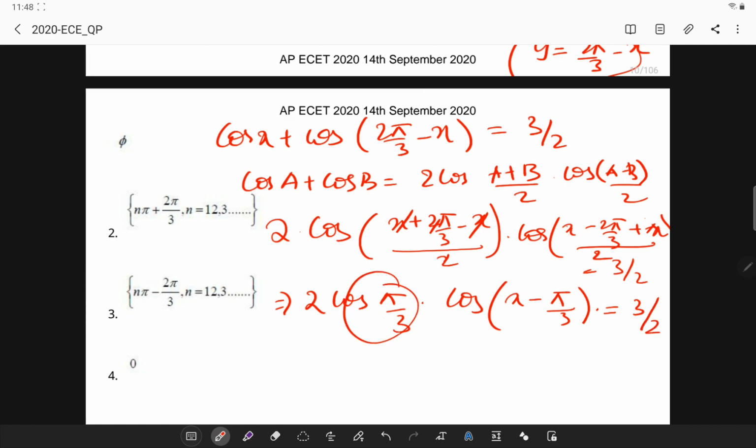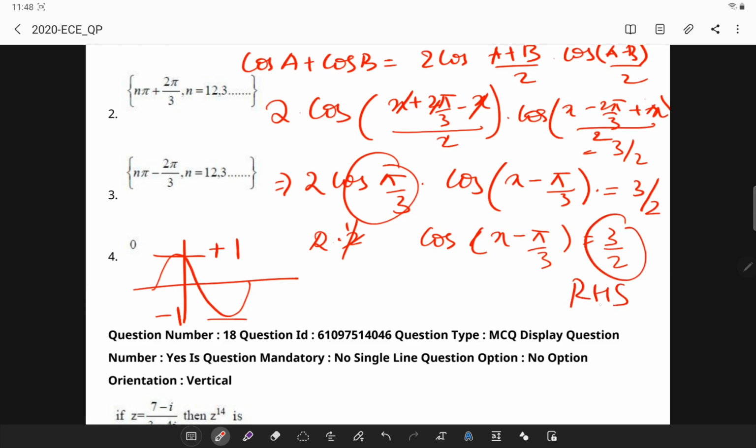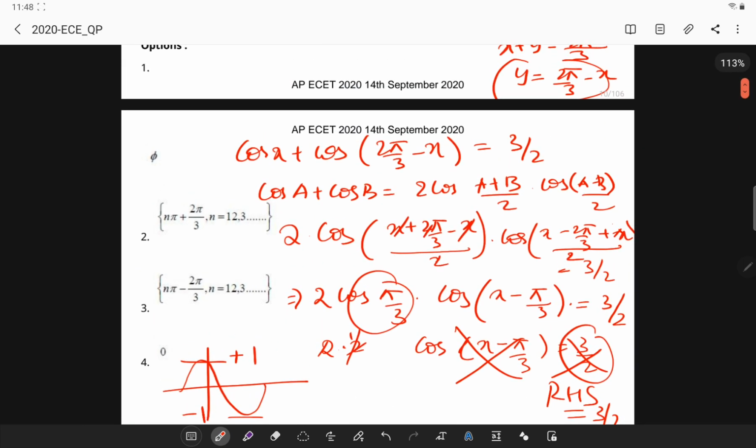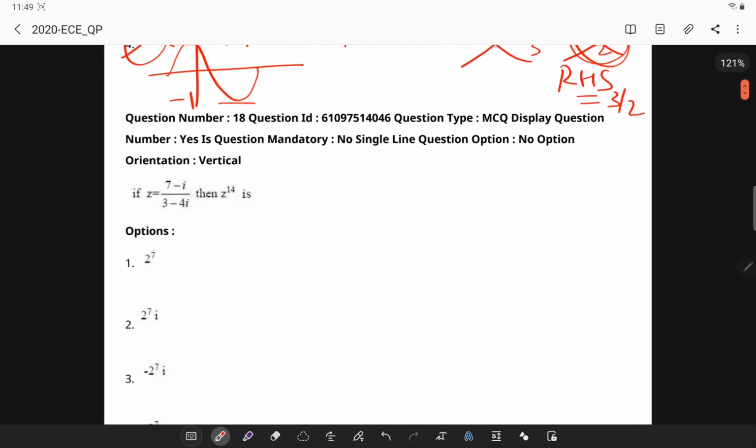So cos pi by 3 is cos 60, so I will be getting 2 into 1 by 2. So this 2 and this 2 get cancelled. I will be left with cos of (x minus pi by 3) is equal to 3 by 2. But if you remember, the value of sine or cosine always lies between plus 1 and minus 1. But the RHS has 3 by 2, which means this equation is not solvable. So if you see these options, this is eliminated, this is eliminated, it can be 5 or 0. But even 0 is ruled out because you are getting RHS as 3 by 2. So I will be left with the answer as this option.